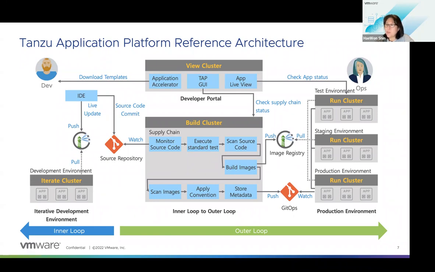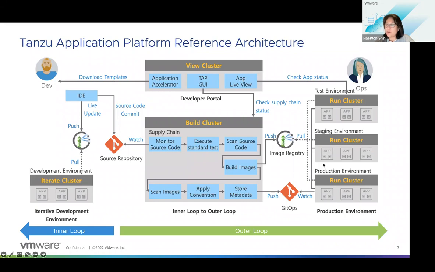When developers commit the source code, the supply chain for the application is automatically created, and an image is created by building the source and pushed to the image registry. Then the run cluster pulls the image stored in the image registry and runs the container on it.